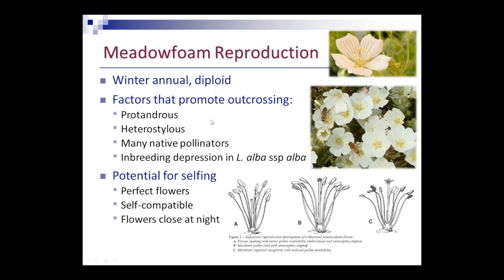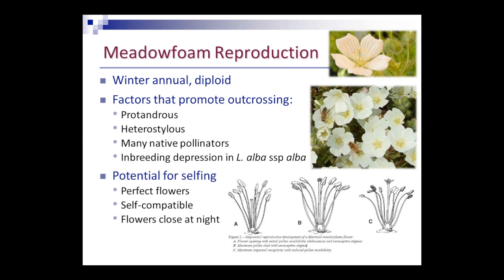Meadowfoam is an outcrossing crop, and it maintains that through various mechanisms. The anthers tend to mature before the female parts of the flower. And also, as you can see in this last little diagram here, by the time the female matures, it's up above the anthers, and the anthers have already shed the pollen. So that tends to promote outcrossing.